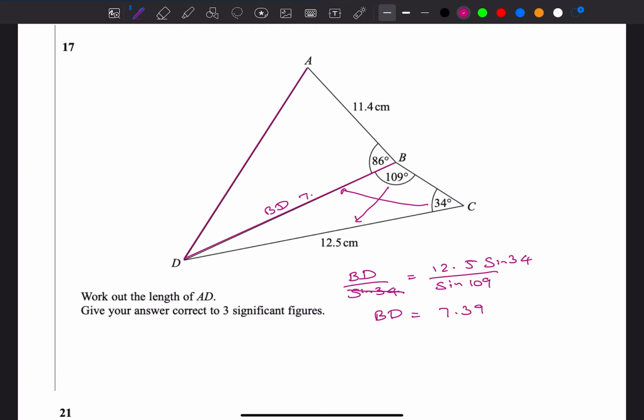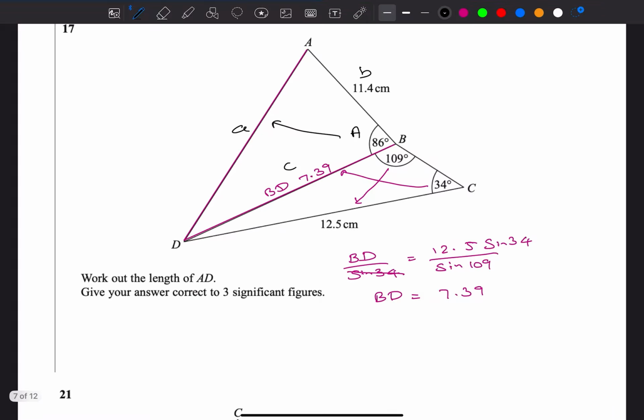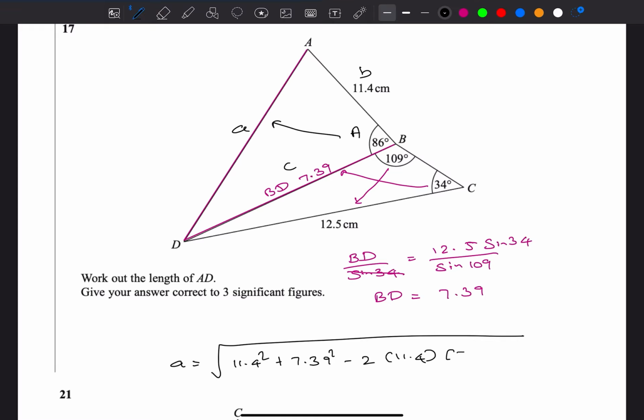So if that's 7.39, you want that one, so that's your side A, this is your angle A, and then B and C could be these two. Okay, so formula for A: square root of B squared plus C squared, so 11.4 squared plus 7.39 squared minus 2BC cos of 86. It just works out.